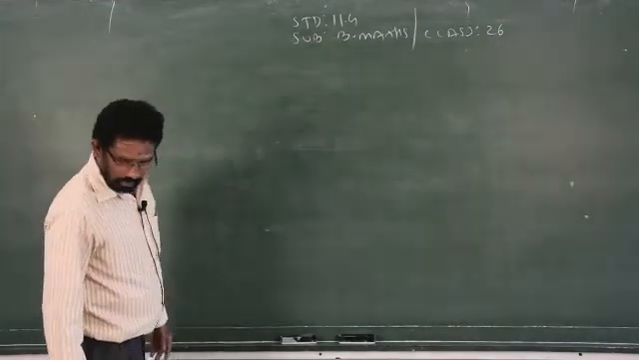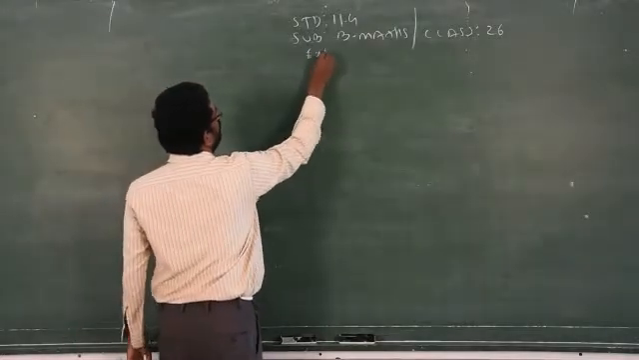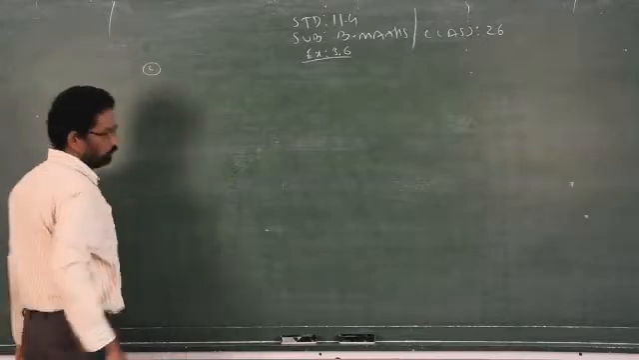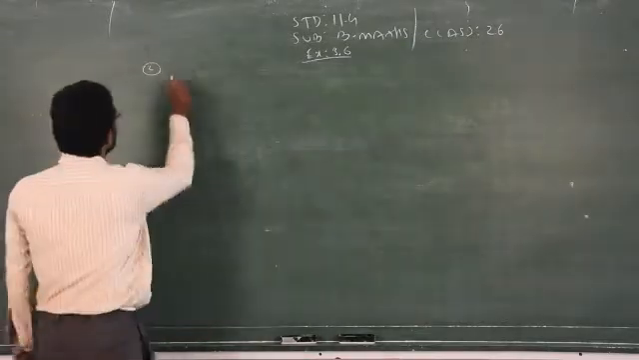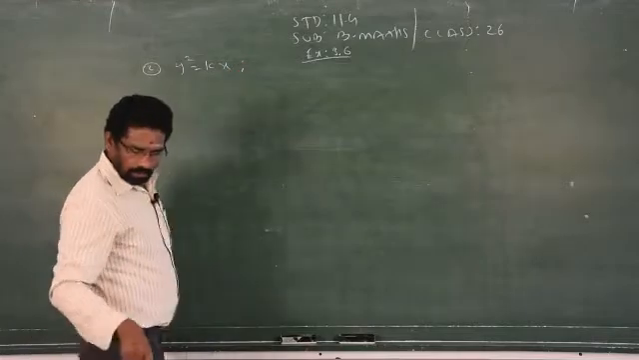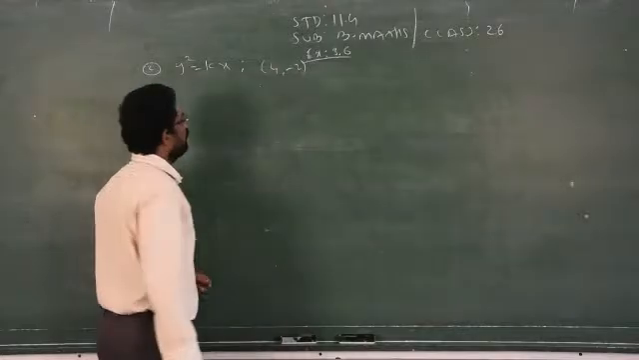So we will continue the sum number 2 of exercise number 3.6. Exercise number 3.6, second sum. Sum number 2: y square is equal to kx. This parabola passes through the point 4 comma minus 2.